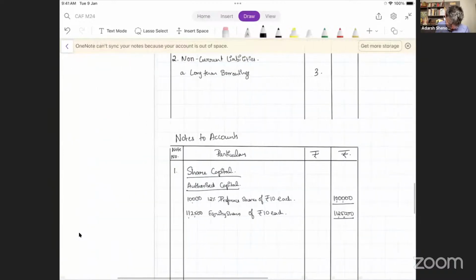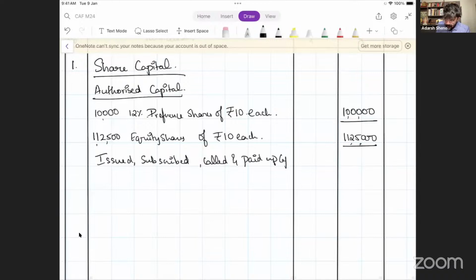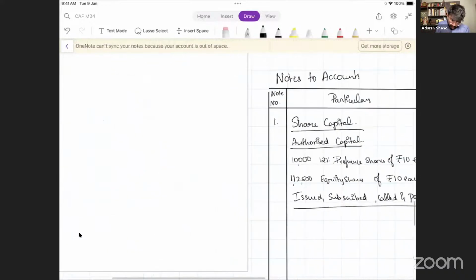Next, I will go to the subscribed. I'm going to write everything together. I'm not going to write subscribed capital separately. Issued capital first, then subscribed. Okay, so I'm going to write everything together. Issued, subscribed, called up and paid up will come here only. I'll give all the details in one place. I'm not going to write it separately because all of it is same. All four are the same. So that is why I'm going to write it together.